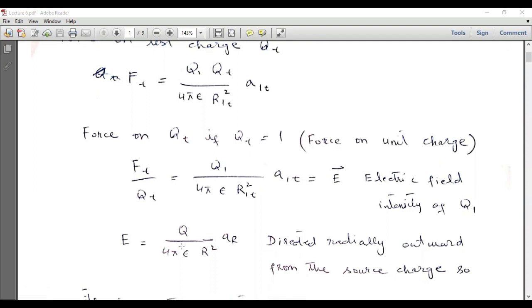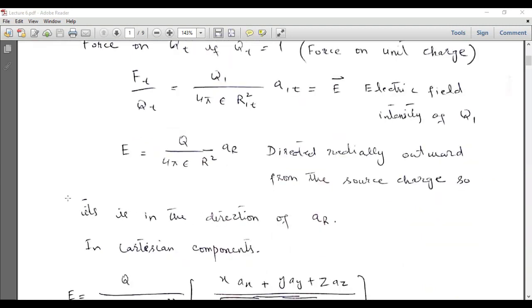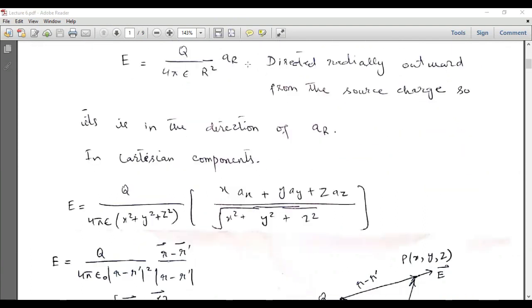So this is the expression for the electric field intensity due to a point charge, and it is in the direction of aR. So aR is same as we used in spherical coordinate system, and in spherical coordinate system aR was originated radially outward from the origin, and here it will be radially outward from the source charge, which is Q1. So we have to use the same unit vector, and if we want to convert this expression into Cartesian components, then we have to use the expressions for this R and aR.